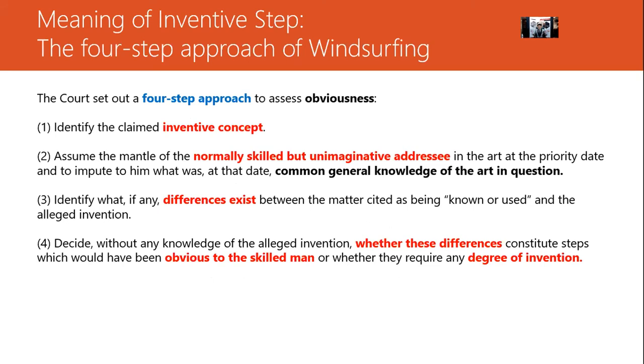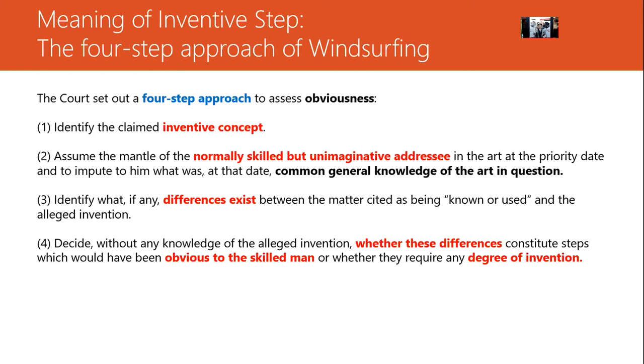Anyway, the court actually set up the four-step approach. This is one of the landmark cases, and they set up a four-step approach to assess whether your invention involves any inventive steps. Now, I think maybe your organizations, universities, research management could adopt these four steps to assess whether your invention is obvious or non-obvious. Now, first, you need to identify the inventive concept of the invention. You need to know what the inventive concept is that we are talking about here.